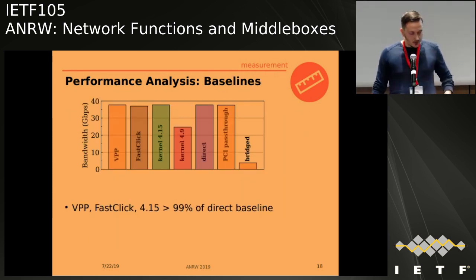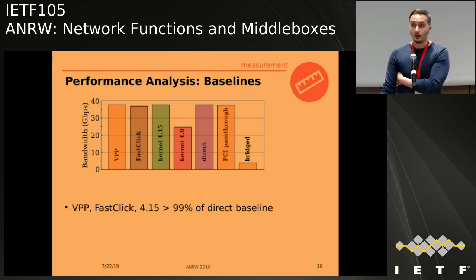So first, we evaluated the baselines of packet forwarding and found that VPP, FastClick, and kernel 4.15 are able to sustain most of the direct baseline.